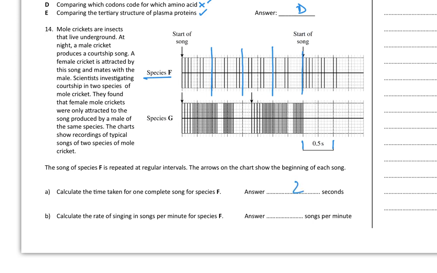Again, it seems too easy for A level, but I've not seen the examiner's report for this, but I bet many people pick G, not F. I don't know how they go wrong, but yeah, just misinterpreting a scale. I guess it's a scale bar type thing again. And then the rate, it's a bit like doing heart rate or breathing rate. All I do is 60 seconds divided by the song, which is 2, and therefore that's 30. I get 30 songs per minute in species F. There's no gap in between. It just goes song, song, song, song, song.